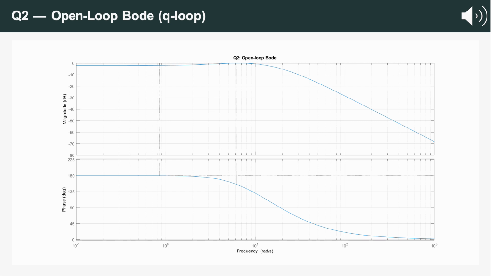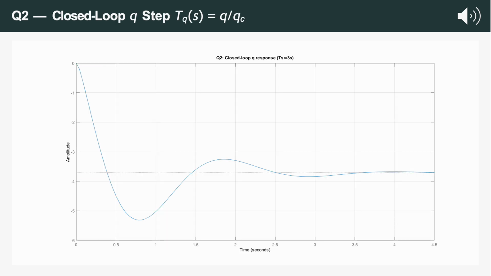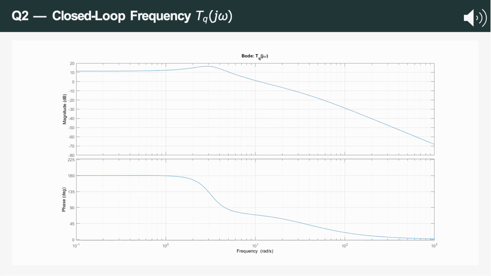This plot shows the open loop response with a smooth negative 20 decibel slope and a roll-off past 20 radians per second. It meets our noise attenuation and crossover targets. The pitch rate step response settles in about 3 seconds with roughly 40% overshoot, matching the assignment requirement. This plot shows the closed loop frequency response. The system tracks pitch rate commands accurately through the mid-frequency range and rolls off smoothly at higher frequencies, confirming the inner loop is stable and well tuned.